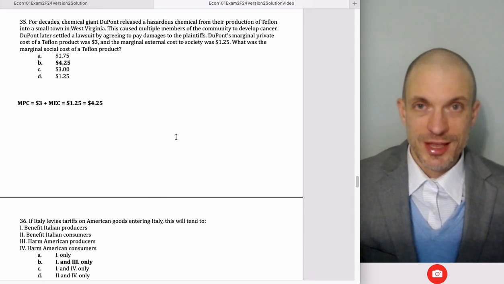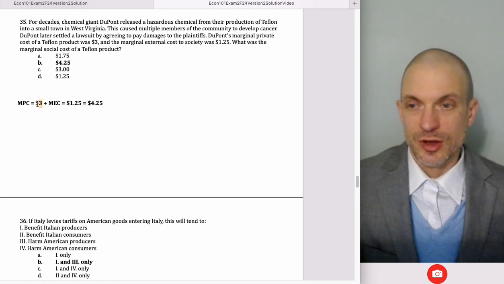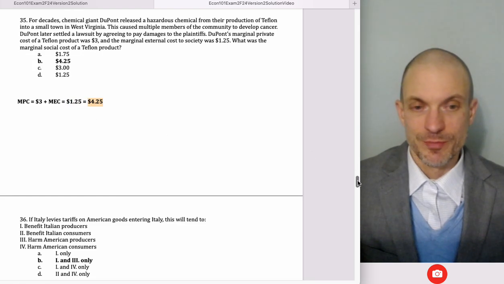So society is comprised of the original decision makers and then bystanders. So the cost to the company was 3. The cost to bystanders was 1.25. The cost overall, social cost, was 4.25.